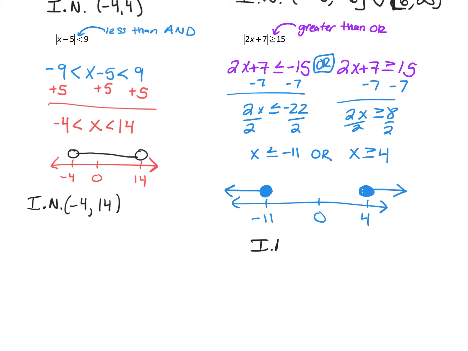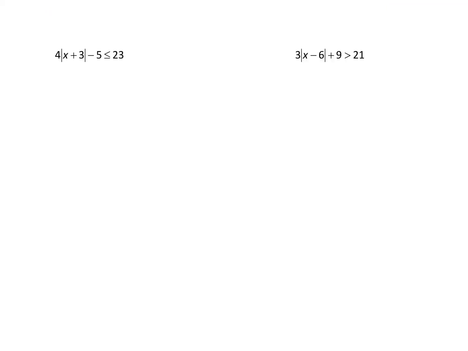Now to write the interval notation, again, I'm going to write it in two parts. So this first part is negative infinity to negative 11. Square bracket because it's a closed circle. Union, this one starts at 4 and goes to infinity. So 4 to infinity. All right, these last two are a little bit more challenging.